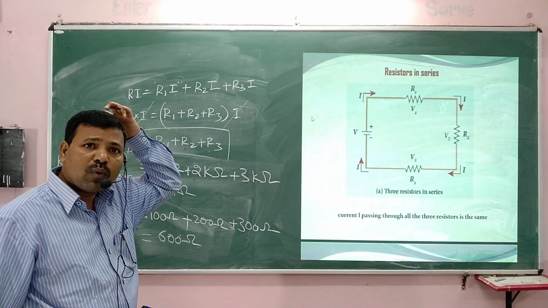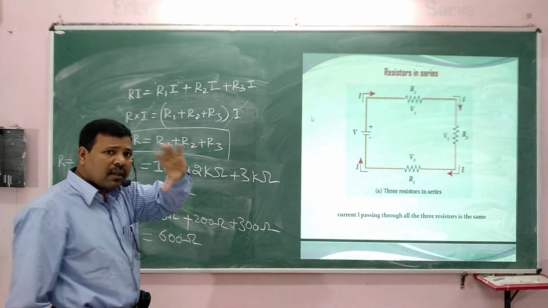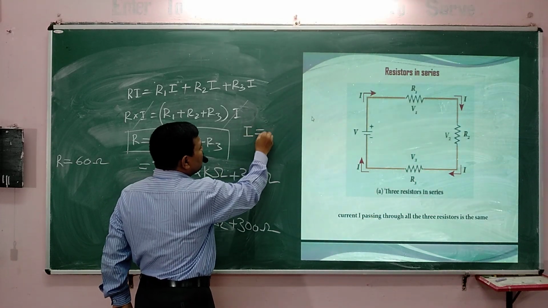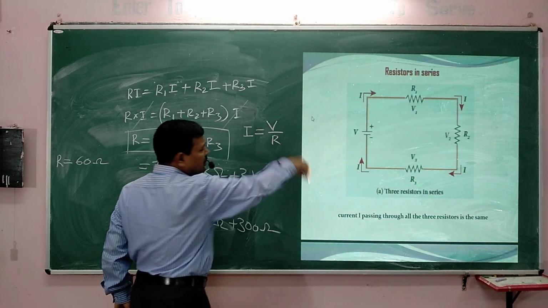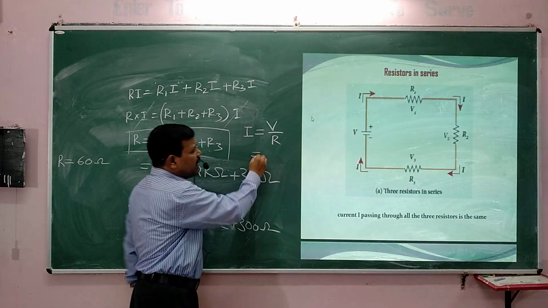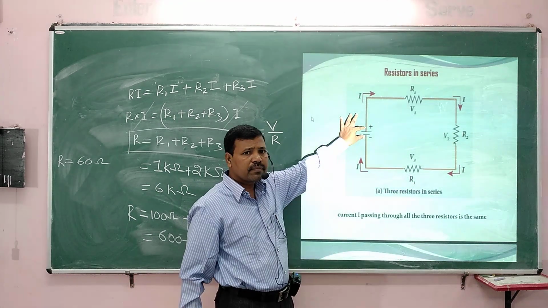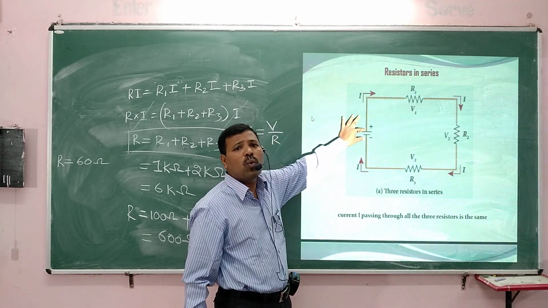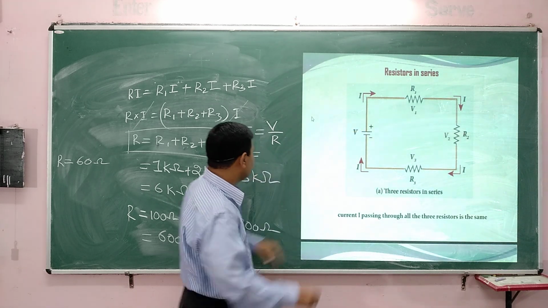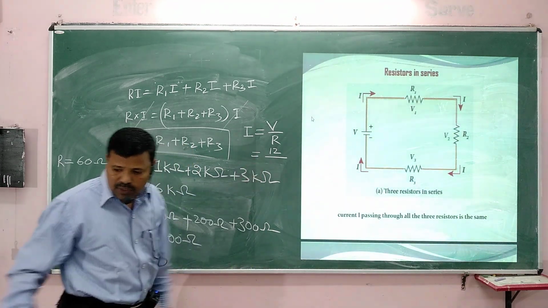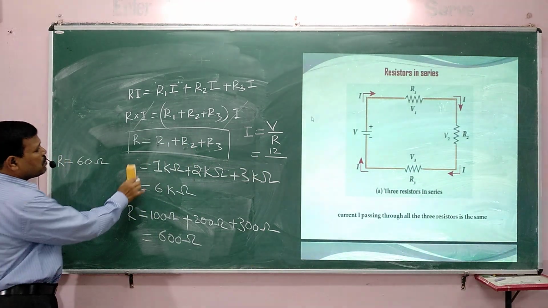But how do you calculate the current? Current can be calculated by using this formula: I is equal to V by R. What is V? The net voltage. Suppose this battery has a voltage of 12 volt. Suppose the resistance is 60 ohms.